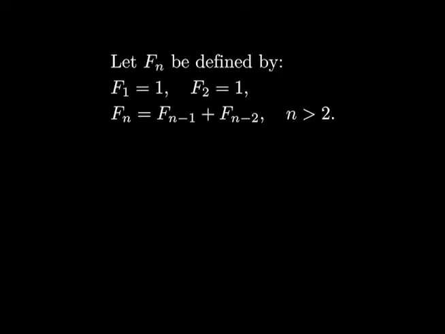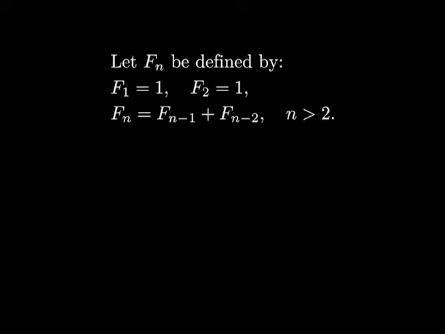Let us first define a recursive formula for what are known as the Fibonacci numbers. We'll talk a lot more about what these Fibonacci numbers are later on, but here's a definition. Let us define the sequence Fn by f1 is 1, f2 is 1, and for all n greater than 2, fn is fn minus 1 plus fn minus 2. Basically, each term is the sum of the previous two terms.